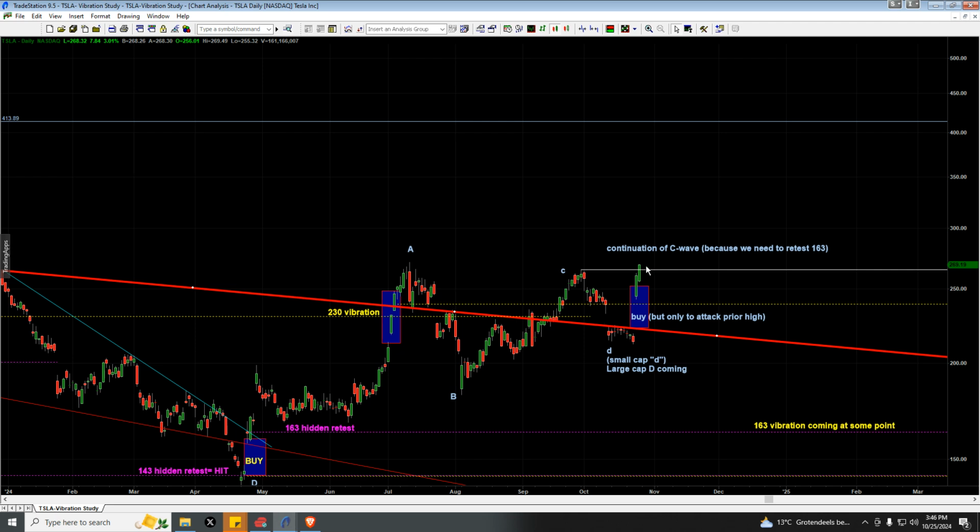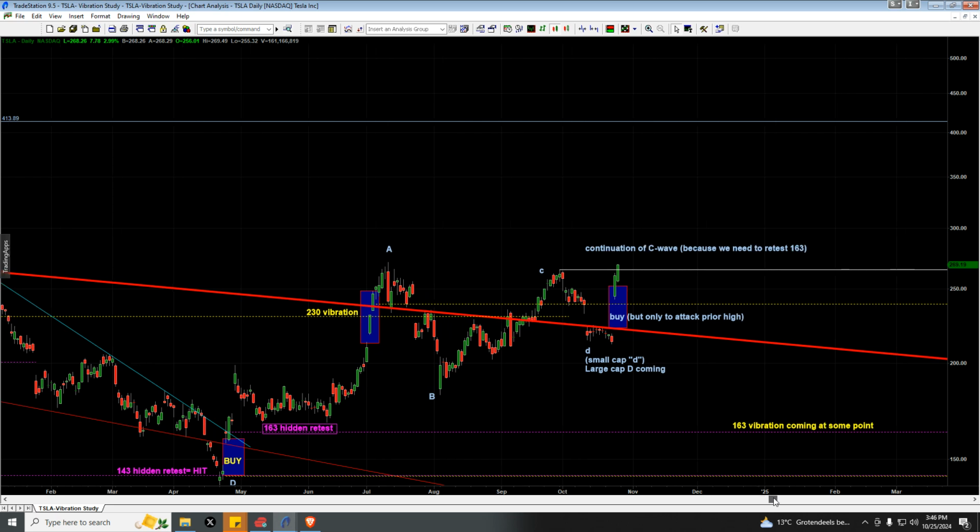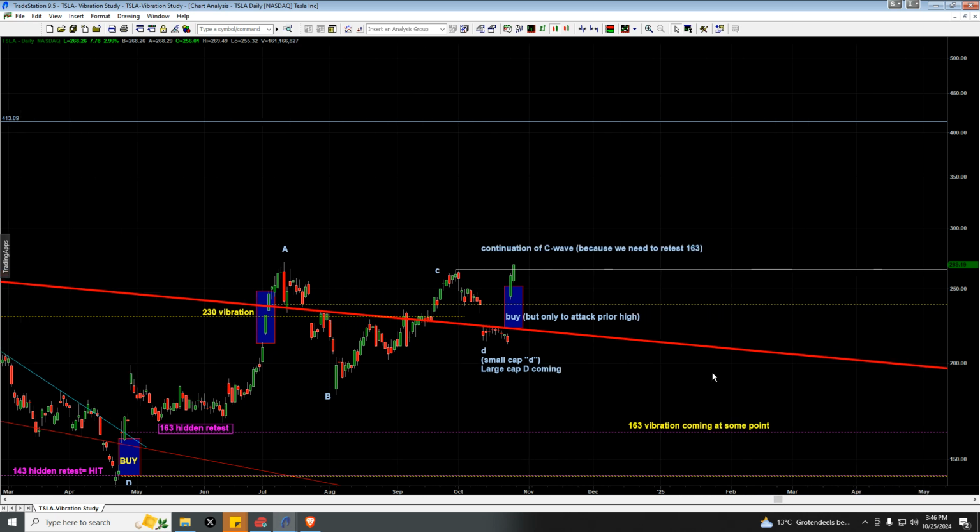You can still trade it. Once again, A, B, C, D. You can trade it, but count on it pretty much just moving back up to run through some stops at the old previous high, or even it can probe above that. Doesn't matter. It's still just going to be an AB, part of the capital C wave, again, because we need to retest 163, and then we'll go from there. So anyway, that's what this looks like.